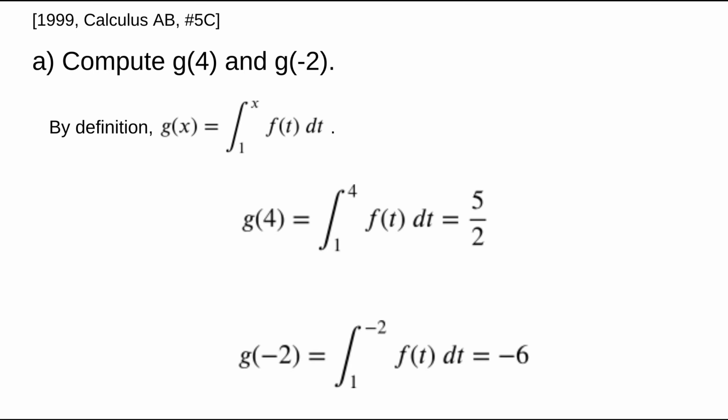And g of negative 2 would be the value of the definite integral from 1 to negative 2 of f of t dt, which similarly you can calculate by using formulas for various types of polygons. In this case, I believe it turns out to be a triangle, and that area turns out to be negative 6.